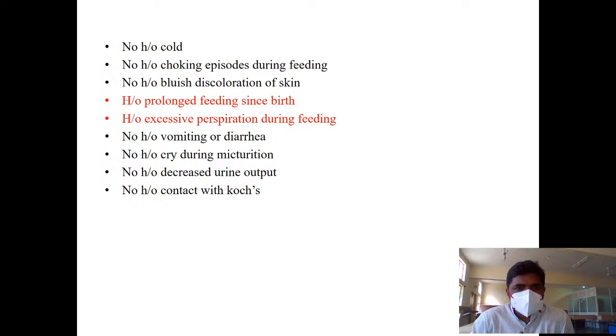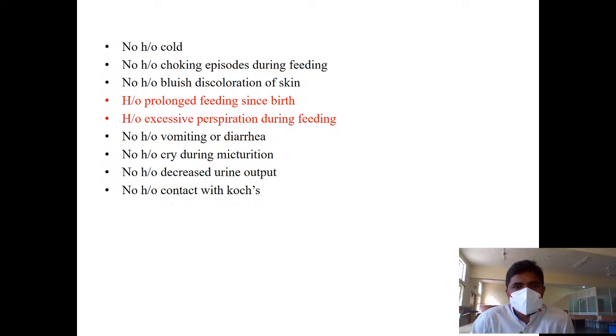If such history is not there, then you can limit the problem to the respiratory system only. But with these two particular symptoms, I mean history of feeding difficulties and history of excessive perspiration, they tell you that the child is having exercise intolerance. I mean, the heart is unable to meet the extra effort being taken by the baby for taking feed. So it is not matching up to the increased effort of the baby.